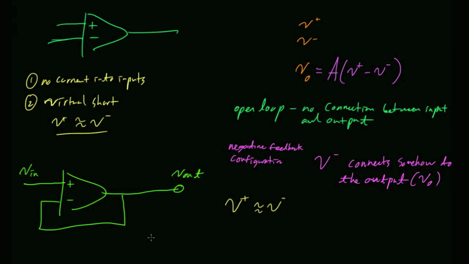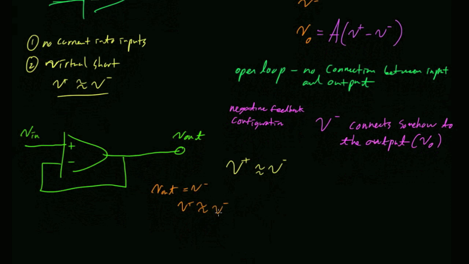What's the relationship between V out and V minus? Look at the picture. What's the relationship between V out and V minus? They're the same. I wired them together. Exactly the same voltage. And because I'm in the negative feedback configuration, what must be the relationship between V minus and V plus? So now, what I've created is an amplifier in which my output equals my input.